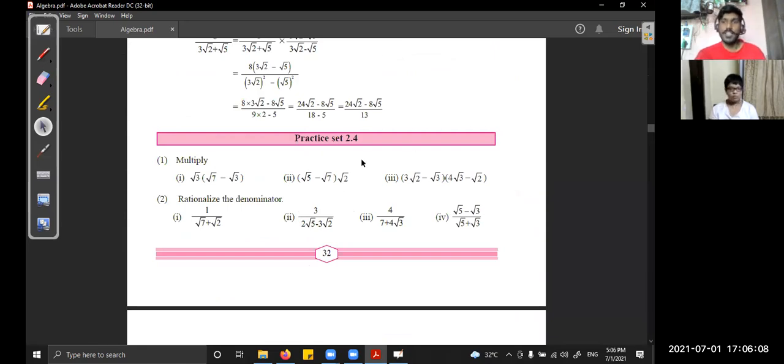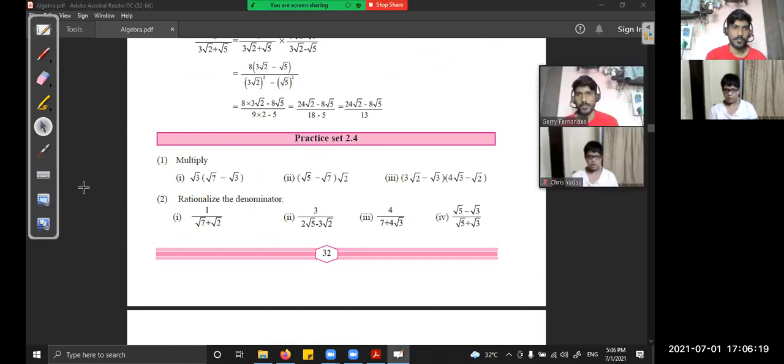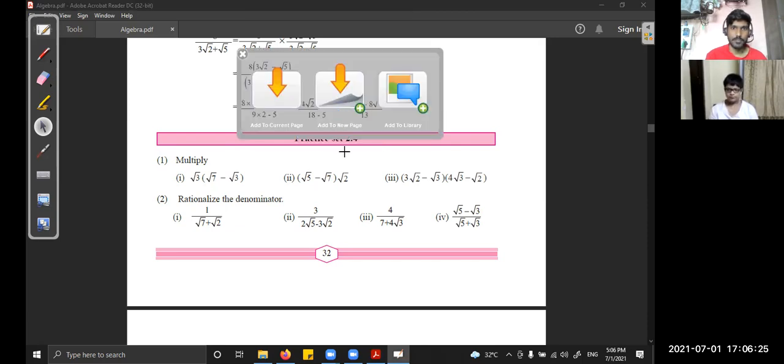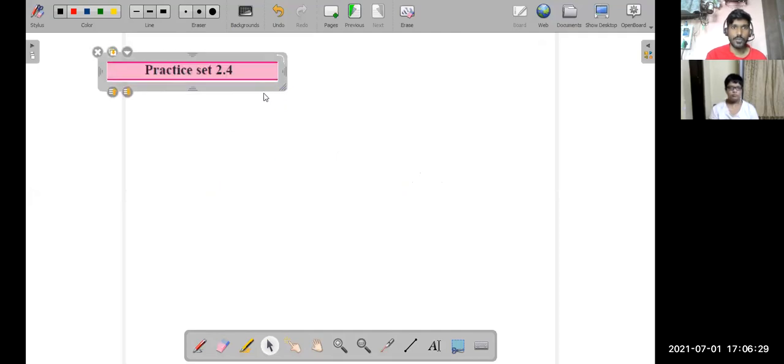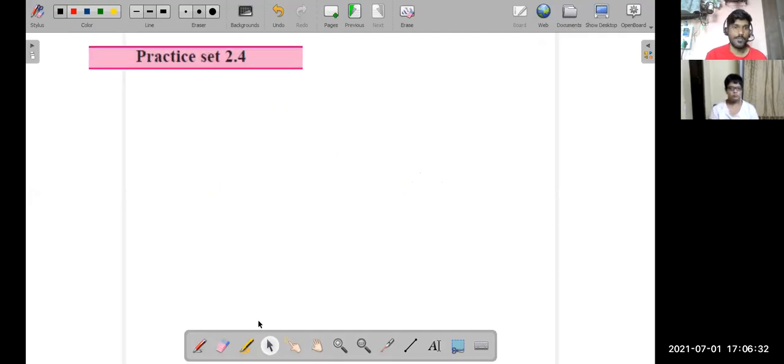Okay, first three sums we had done, correct? First, second, and third one of this exercise 2.4. Okay, now let's do the question part 2, that is rationalizing the denominator. We'll do practice at 2.4. First one.